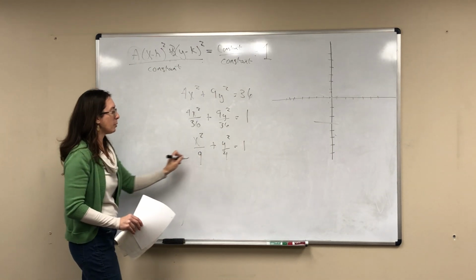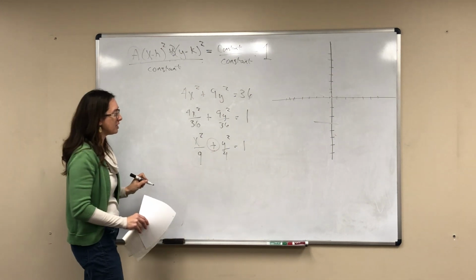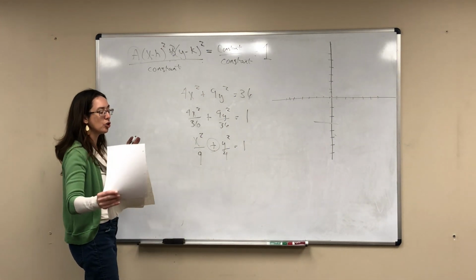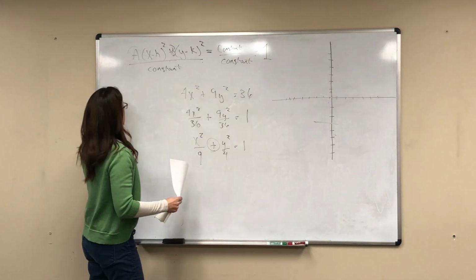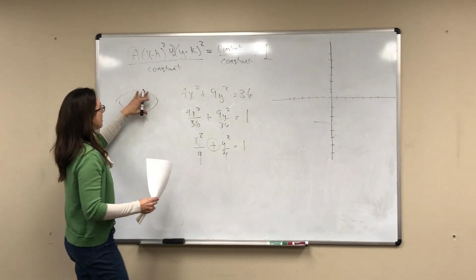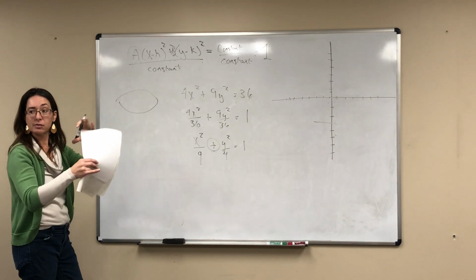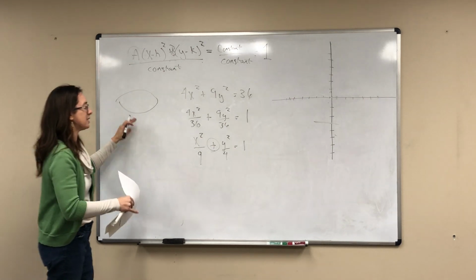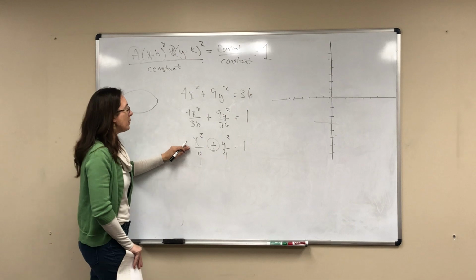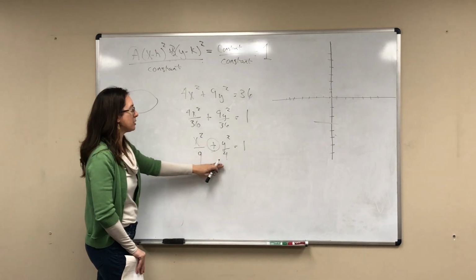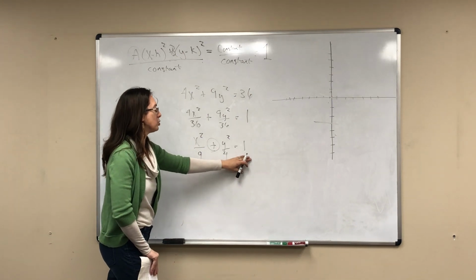Okay. They're being added together. I want you to see they're being added together because this is an ellipse. No matter how you look at it, there are 2 different parabolas that are being added together. Right? So that they're all consistent. Okay. Now we've written it as x squared over 9 plus y squared over 4 equals 1.